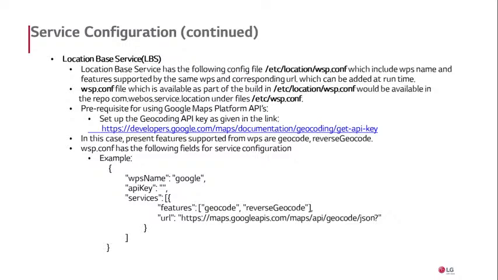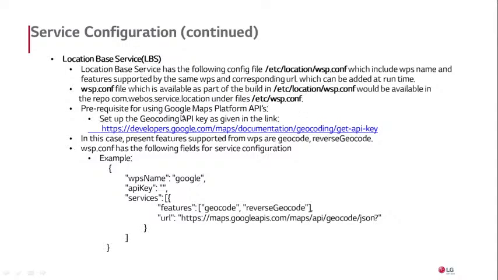Similarly, the service configuration for the LBS, location-based service. Location-based service has the following config file, which is in /etc/location/wsp.conf, which includes the WSP name, the features supported by the same WSP, and the corresponding URL, which can be added at runtime. The wsp.conf file, which is available as part of the build in /etc/location/wsp.conf, would be available in the repo in the same location, com.webos.service.location, under files/etc/wsp.conf.